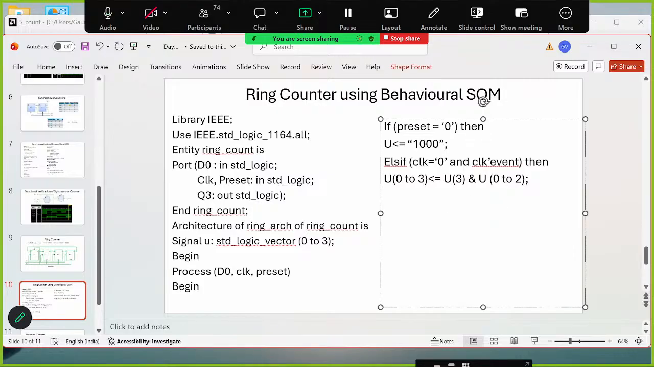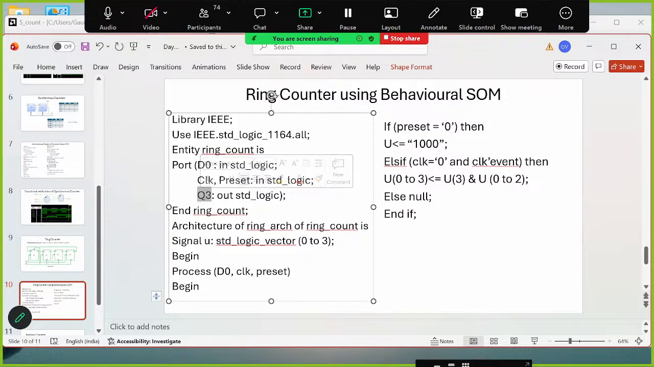Whenever this happens, you want to do this operation on every clock pulse. Whenever the clock comes, this operation keeps on repeating. It keeps on repeating whenever the clock comes. Simple. Very simple one. Else null. Okay. Else null, and end if.